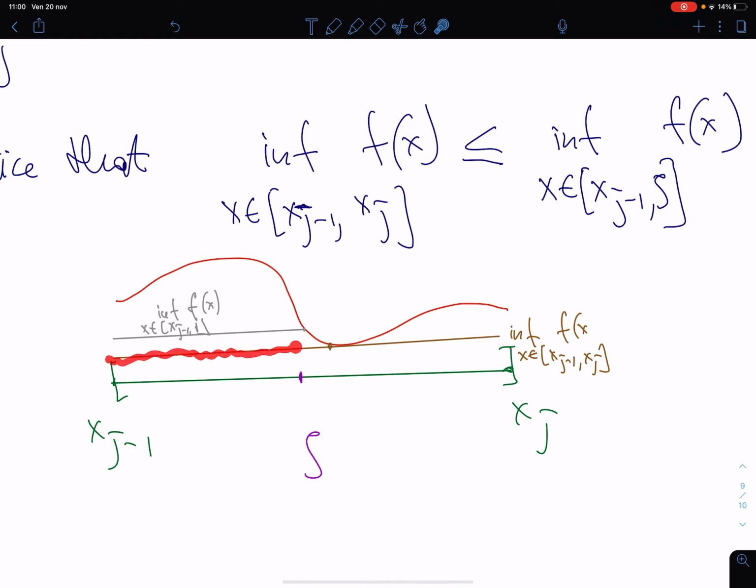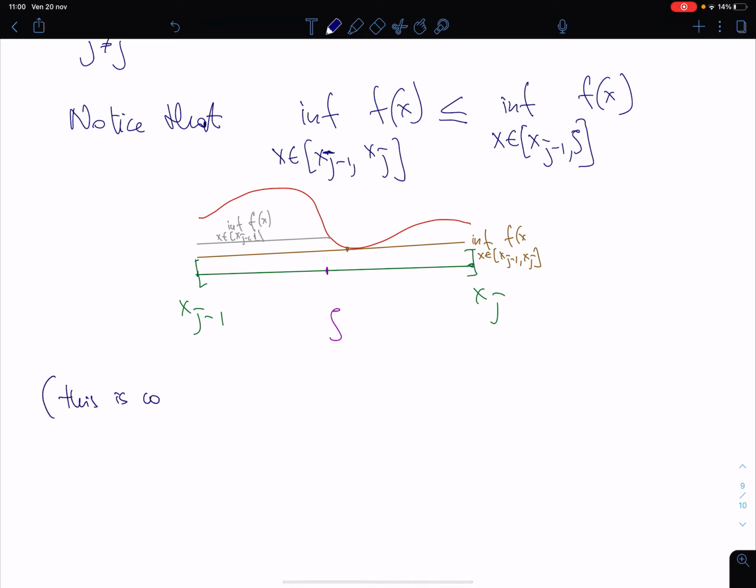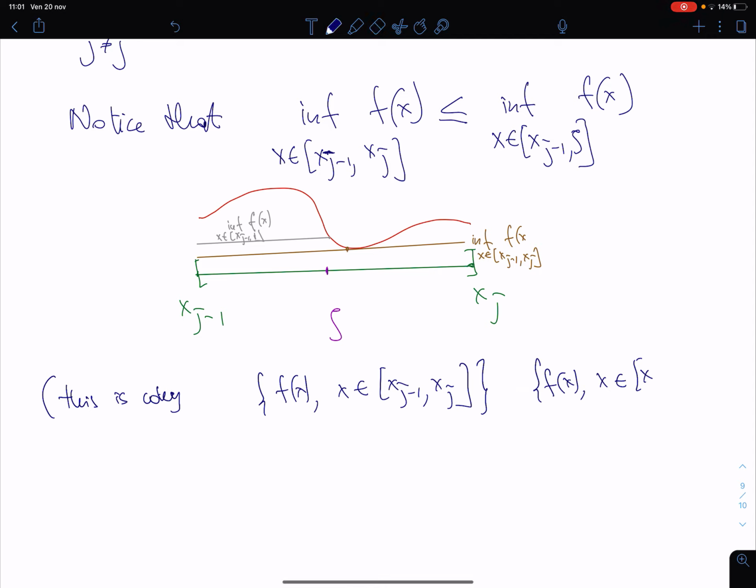When we compute this infimum, we are taking the infimum among a larger set than here. So if you have a larger set, we have more numbers among whom to extract the infimum. So the infimum can be lower. It is extremely simple. Okay. And the picture clarifies this point. This is why the set of f of x for x in [x_{j̄-1}, x_{j̄}] contains the set f of x for x in [x_{j̄-1}, z].